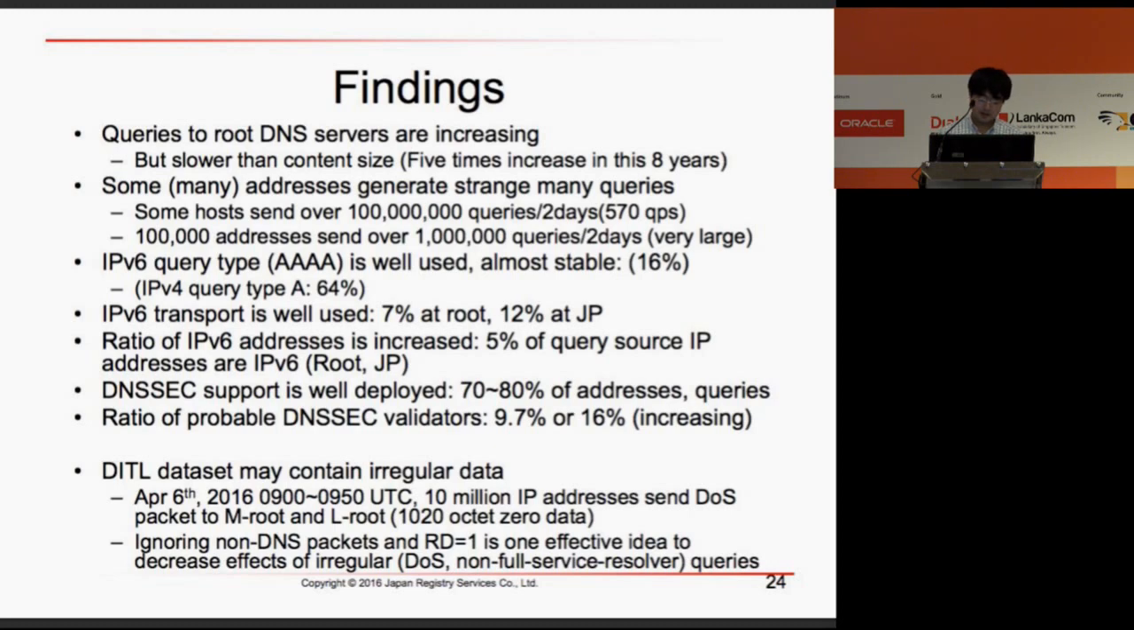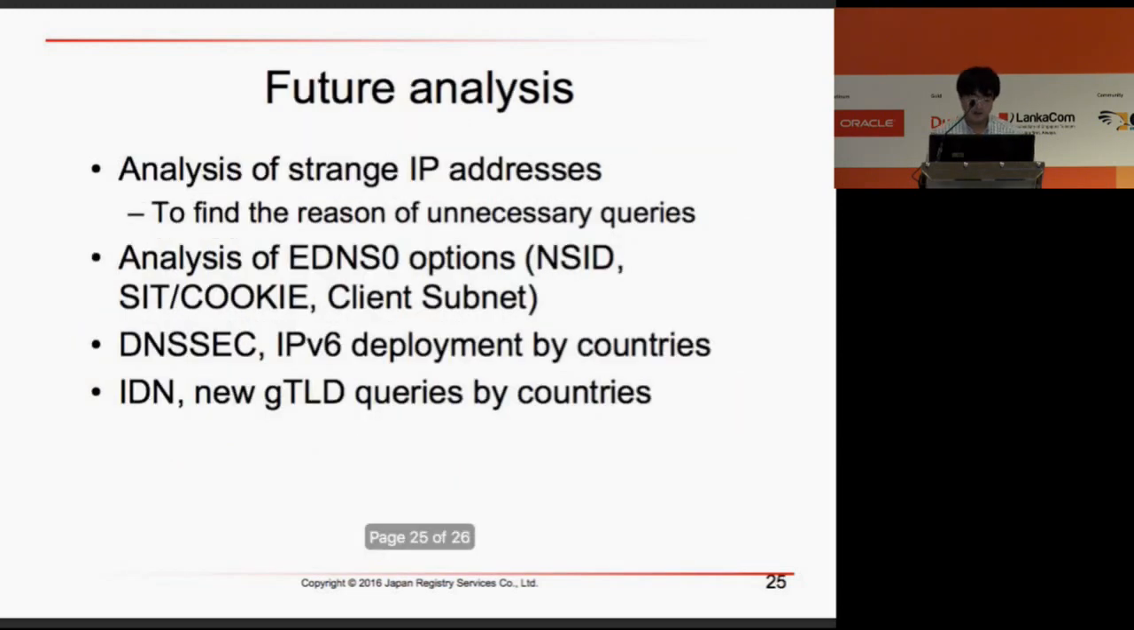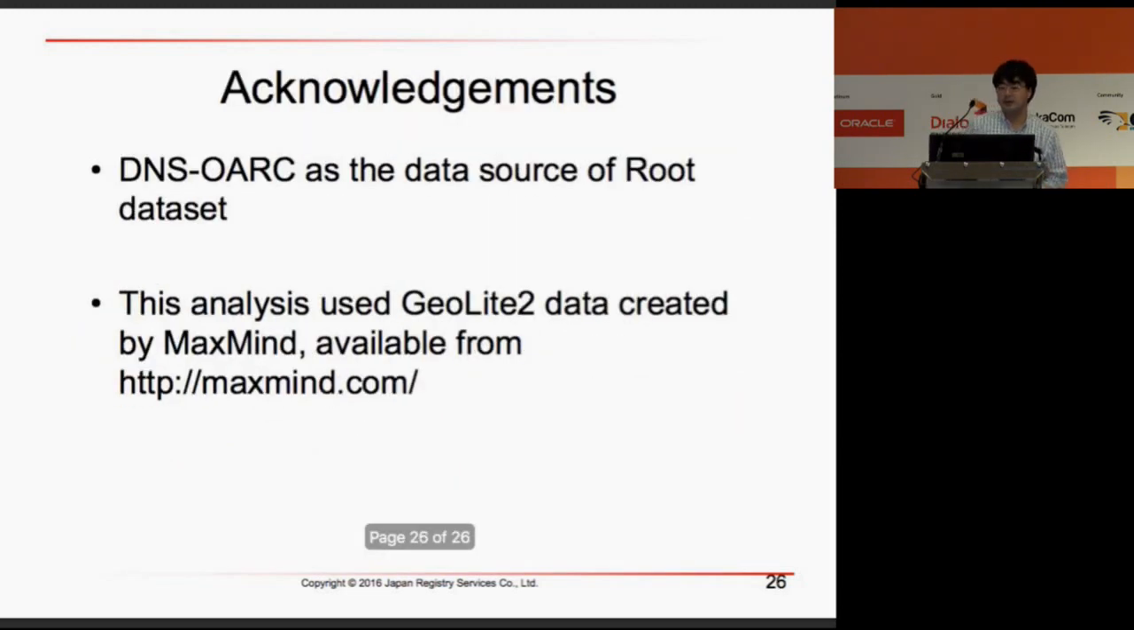And the DITL dataset may contain irregular data. April 6 to 9 o'clock UTC, 10 million IP addresses sent those packets to M and L. And ignoring non-DNS packets and RD set is one effective idea to decrease the effect of those irregular non-full-service-resolver queries. And that's all. Thank you.